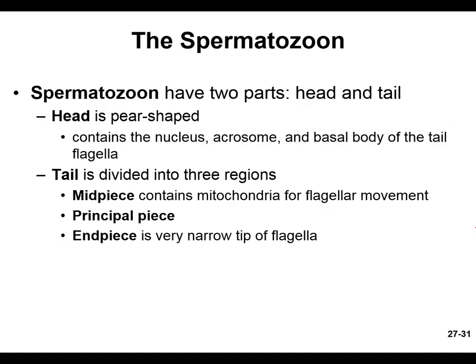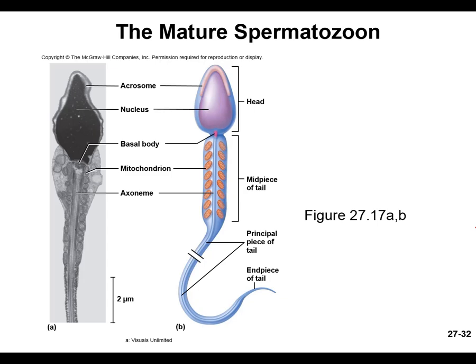When we look at the tail, we can see portions of this. This is the principal piece of the tail, and this is the end of the tail, and this region is called the mid piece of the tail. And we can see this in a real sperm, which is really cool. There's the acrosome, there's the nucleus, lots of mitochondria, gobs and gobs of mitochondria.